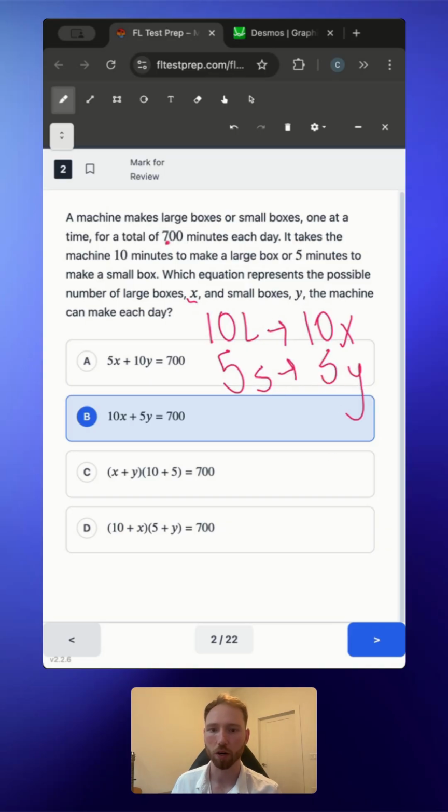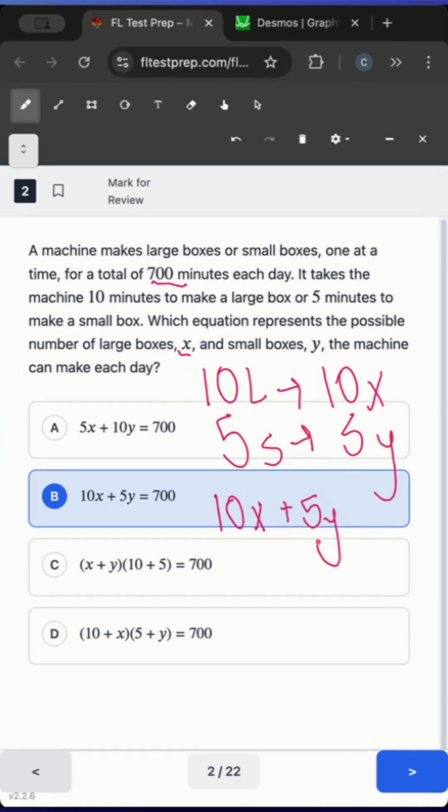And I know they can do this for 700 minutes per day, 10 representing the amount of minutes for a large, 5 representing the amount of minutes for a small. So I know that 10x, the amount of minutes it takes for a large, plus 5y, the amount of minutes it takes for our small, is going to equal our total amount of minutes for the day. And this aligns with answer choice B. Watch out for ones like C, where it is 5x. Don't make simple mistakes like that. And C and D, totally wrong. Don't even bother. B is the correct answer for this question.